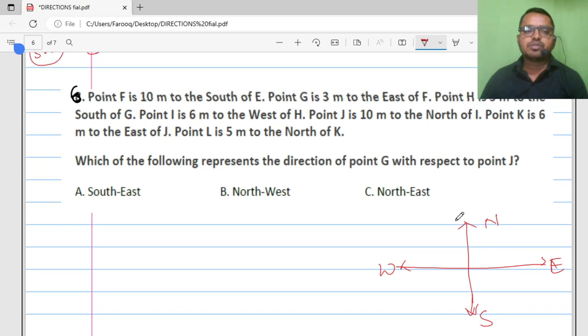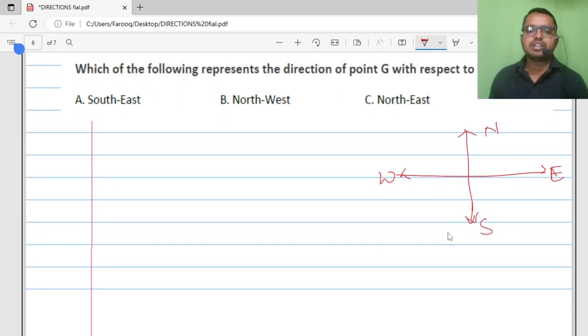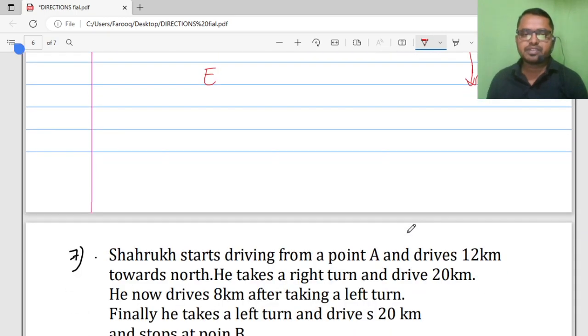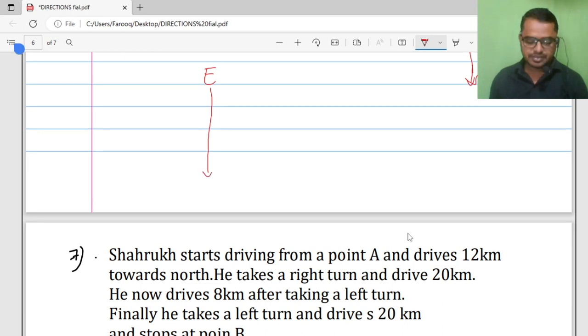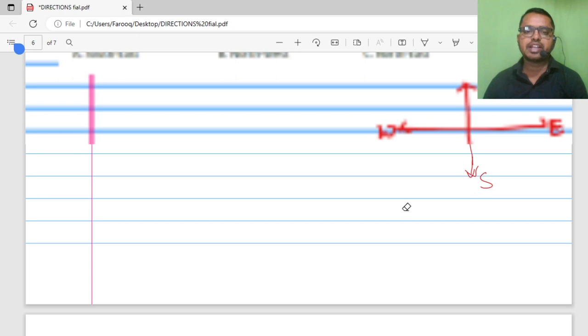Read the question now. F is 10 meter to the south of E. To the south of E. This means E must be in the north position. This is E and this is F. F is 10 meter. Once again, I will draw this diagram because it will require more space to draw the diagram.